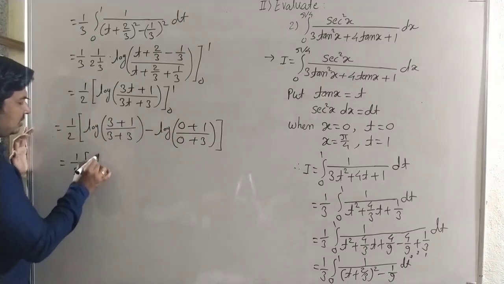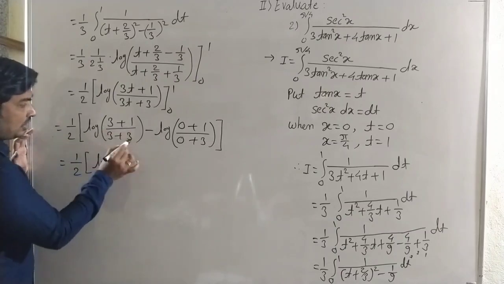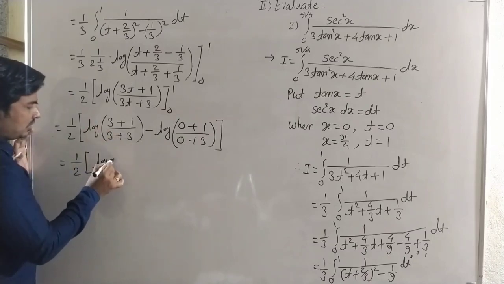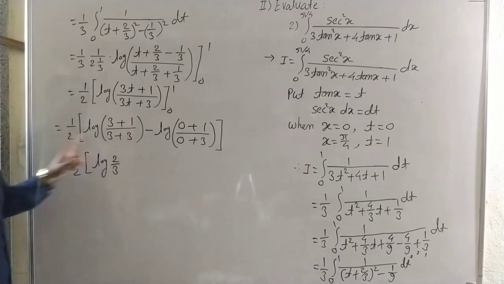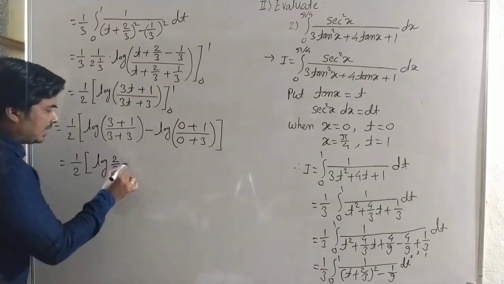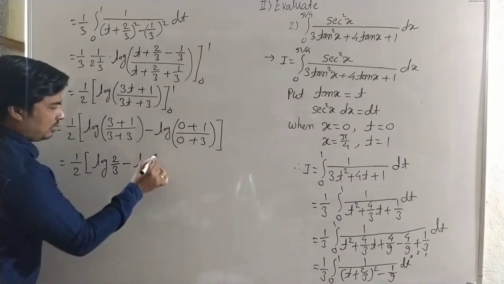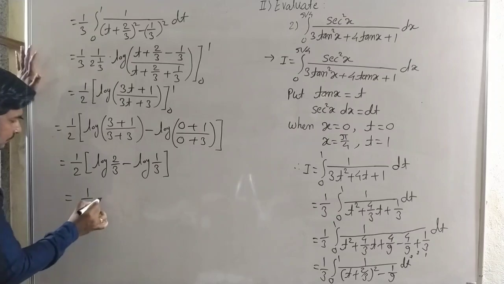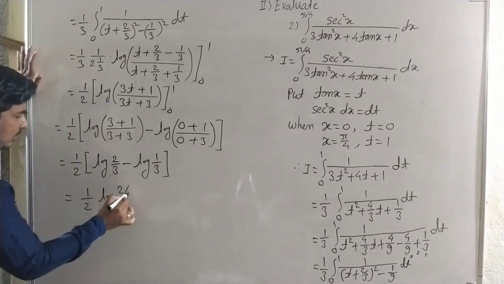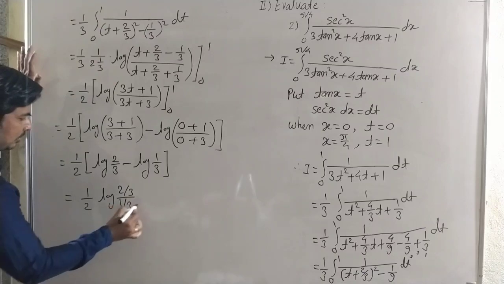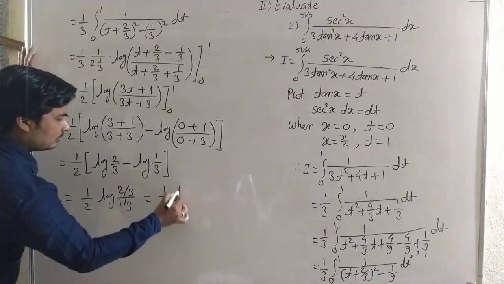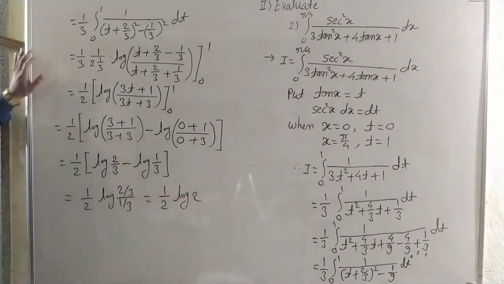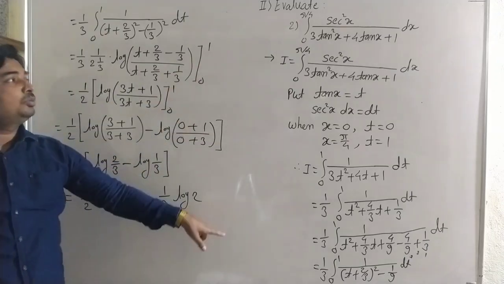1 by 2, it is log of 4 upon 6. See carefully, it is 4 upon 6, that means 2 by 3, minus log of 1 by 3, and here we use the property of logarithm, that is 1 by 2 log of (2 by 3) upon (1 by 3). And then the last answer: 1 by 2, the 3 gets cancelled, it is 2 by 1, and that is log 2. 1 by 2 log 2. It is the last answer of this question.